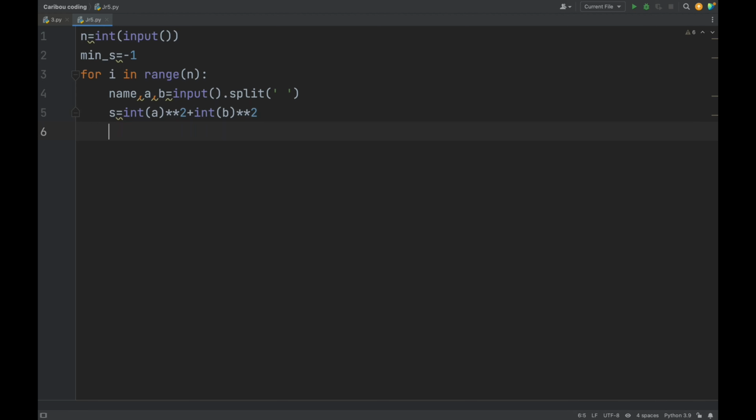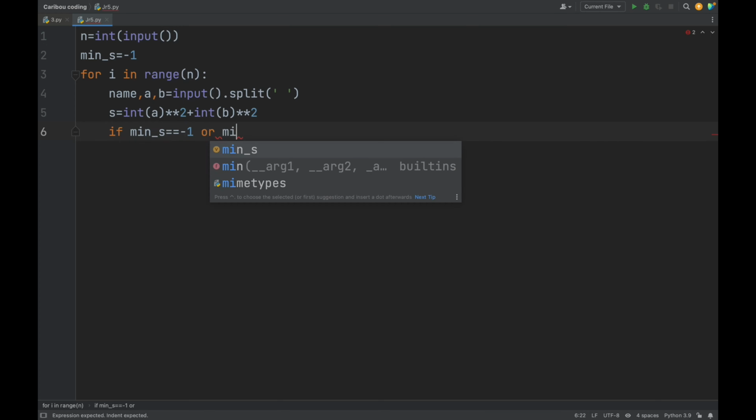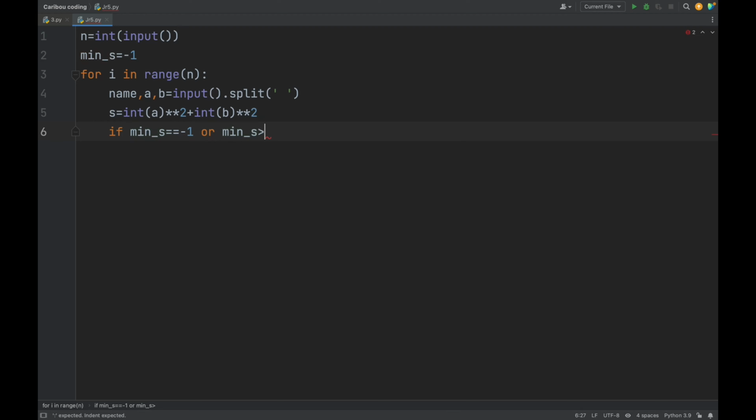And then we're going to use a conditional. If min_s is -1, which means there hasn't been a number yet, or min_s is larger than s, which means the smallest one so far is larger than this current one, that means the current one is going to be the new record. And then school, which is the current school name, is going to be replaced by name. And then at the end, we're going to print school.